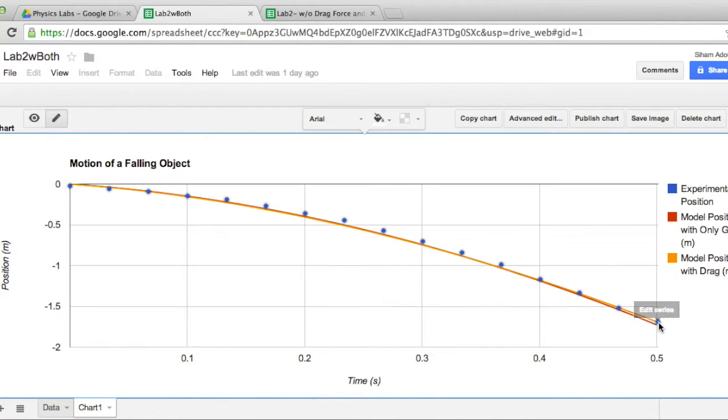When examining the data with the included drag force, we see that the model initially does not differ much from the model with only gravitational force. However, as time increases and the magnitude of the ball's velocity increases, the model including drag force better fits our observed data. This model also predicts that there is a terminal velocity.